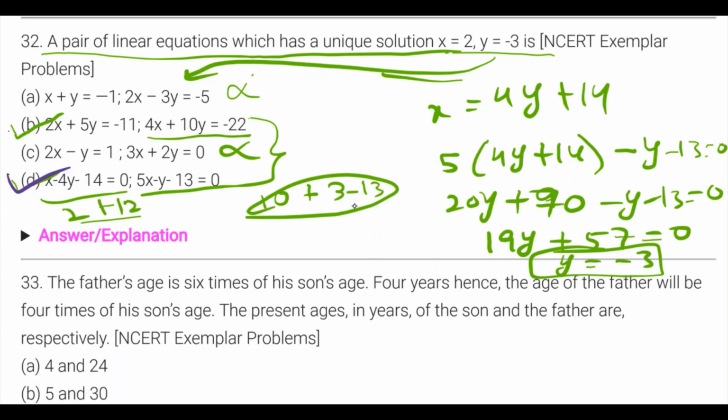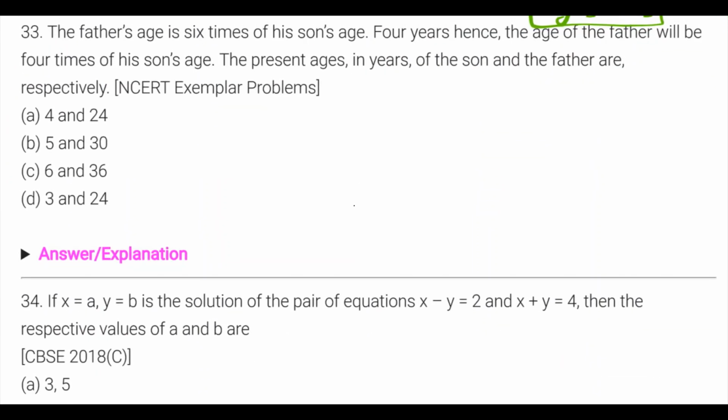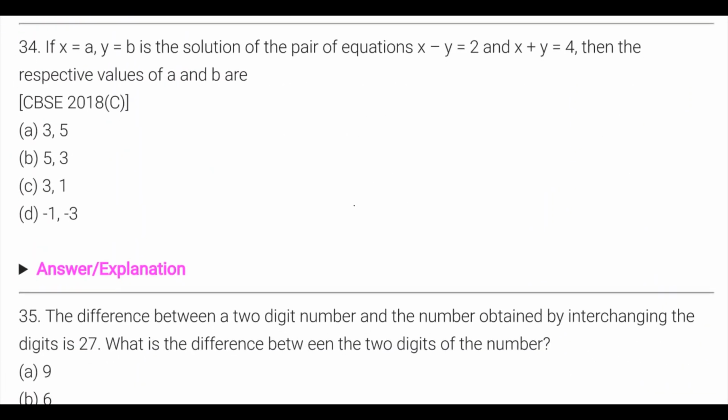Now we're checking option B now. I think the same question, the father's son. The answer is C. 34th. Solution of these two equations: adding these two equations, you'll get 2x equals 6, x equals 3. If x equals 3, y equals 1. Option C.